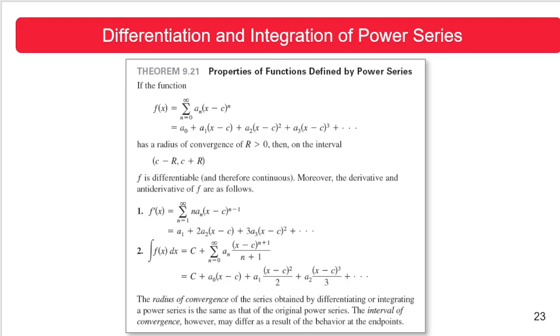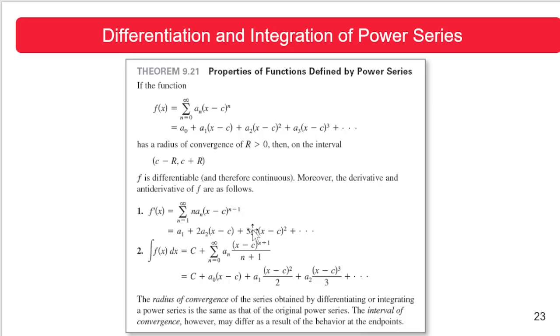Let me start by discussing the properties of functions defined by power series. If the function f of x is equal to the summation of a sub n times (x minus c) raised to the n power, where n is from 0 to infinity, which is also the same as a sub 0 if n is 0, plus a sub 1 times (x minus c) if n is 1, plus a sub 2 times (x minus c) squared if n is 2, and so on and so forth, has a radius of convergence r which is greater than 0 or positive, then on the interval c minus r to c plus r, f is differentiable and therefore continuous.